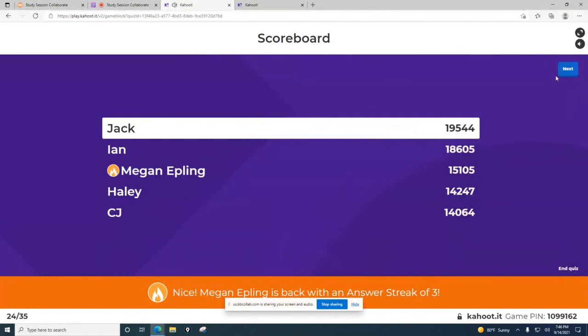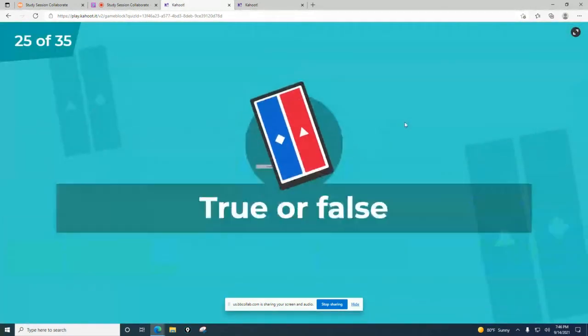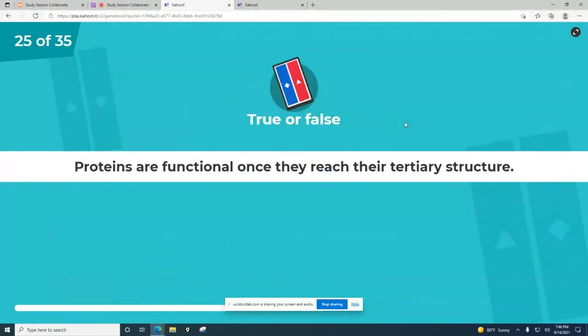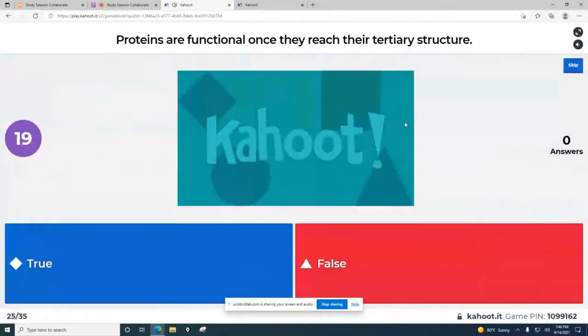Cool. Megan has an answer. True or false? Proteins are functional once they reach their tertiary structure.